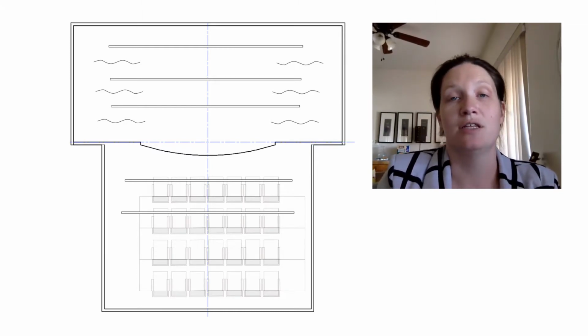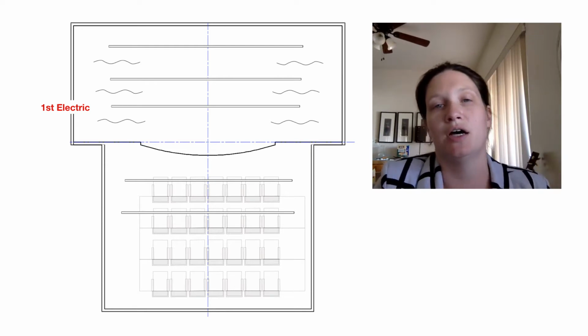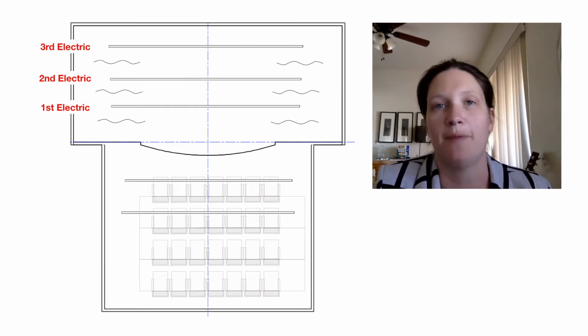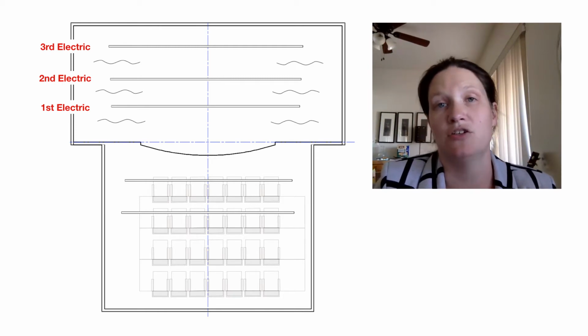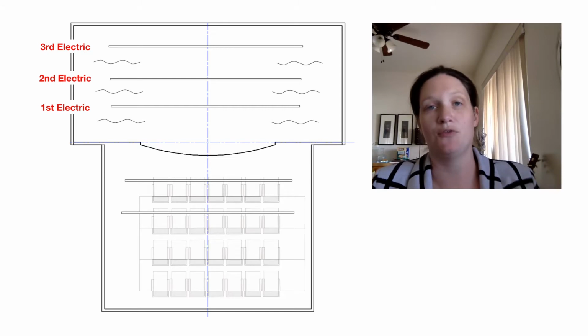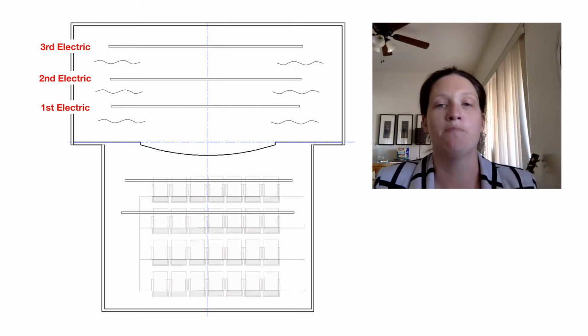Over the stage, this is our first electric, okay? We're counting away from the proscenium line, away from the plaster line. So that's our second electric, and then this is our third electric, okay? So that covers the numbering system on stage. You'll also number your boom positions, for example, from the plaster line going away from it, okay?